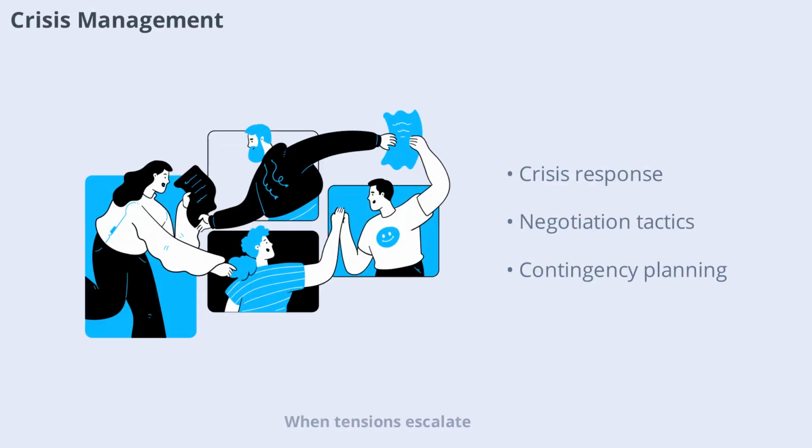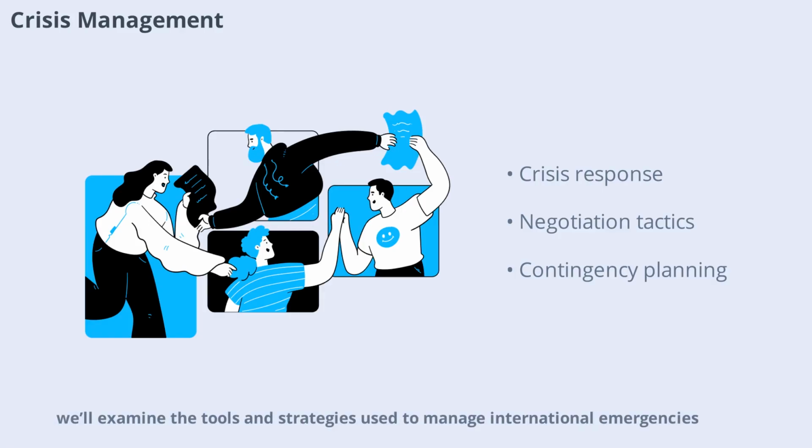When tensions escalate, effective crisis management is essential to prevent disaster. Governments and organizations use communication, negotiation, and contingency planning to contain conflicts and protect interests. Learning from past crises helps improve future responses. In this scene, we'll examine the tools and strategies used to manage international emergencies.